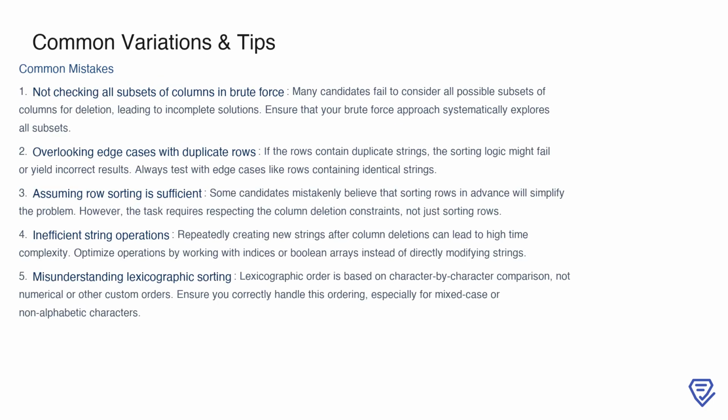One common mistake candidates make is not checking all possible subsets of columns when using the brute force approach. It's essential to systematically explore every subset because missing even one could lead to an incomplete solution. Another issue to watch for is overlooking edge cases with duplicate rows. If the rows have identical strings, it's easy for the sorting logic to fail or produce incorrect results. Always test your algorithm against such edge cases to ensure robustness.